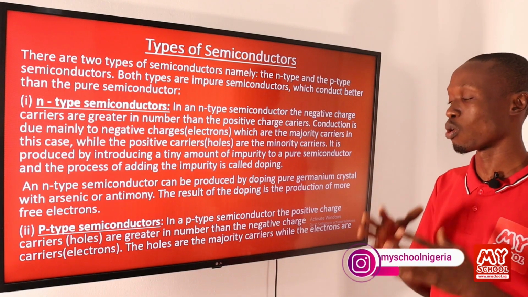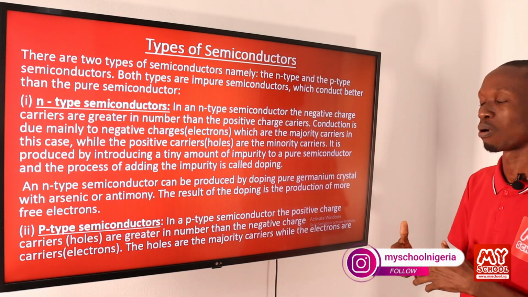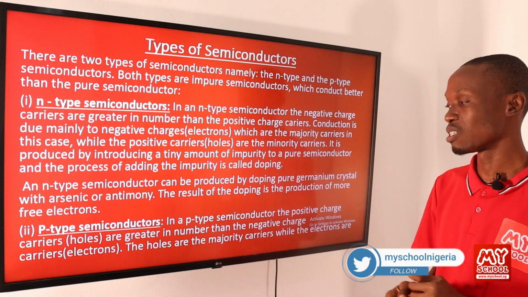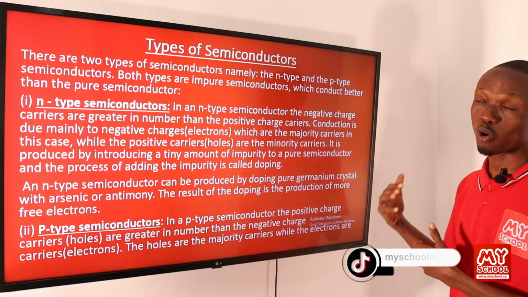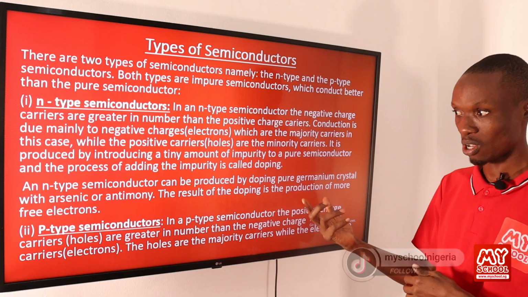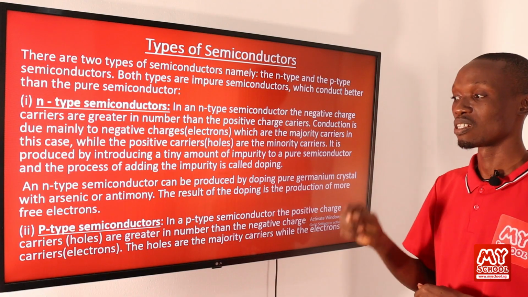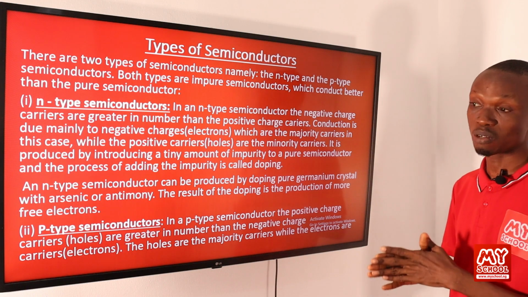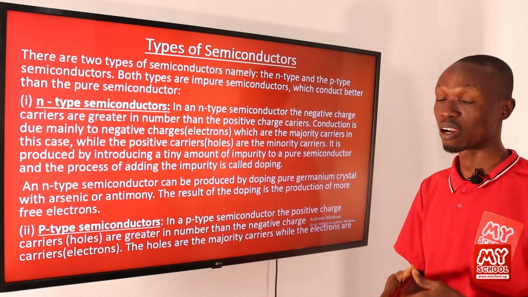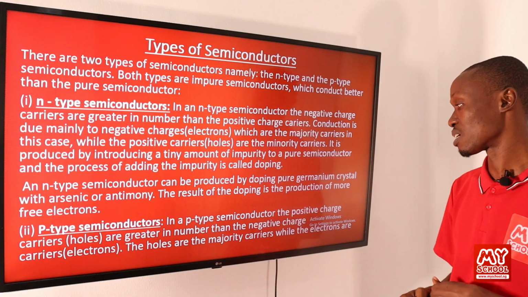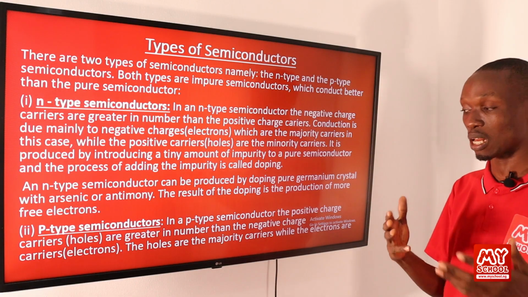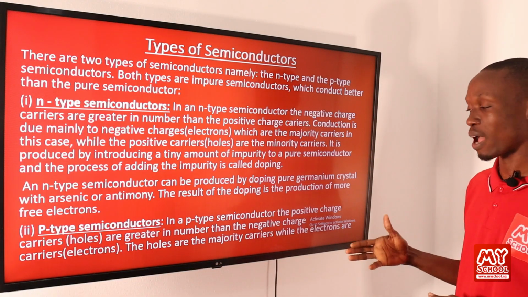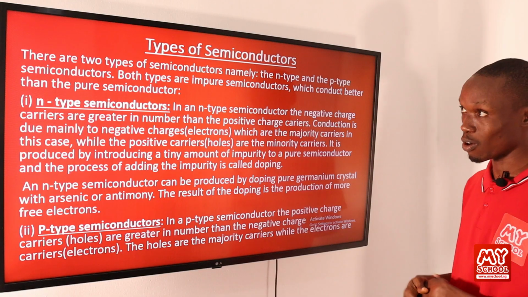An N-type semiconductor can be produced by doping pure germanium crystals with arsenic or antimony, okay? And the result of the doping is the production of more free electrons, okay? Now let's move on to talk about the P-type semiconductor. In a P-type semiconductor, the positive charge carriers, that is the holes, are greater in number than the negative charge carriers, that is the free electrons, okay? So in this case, the holes are the majority carriers while the electrons are the minority carriers.